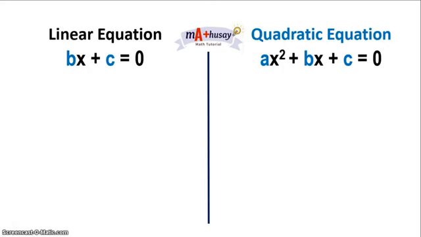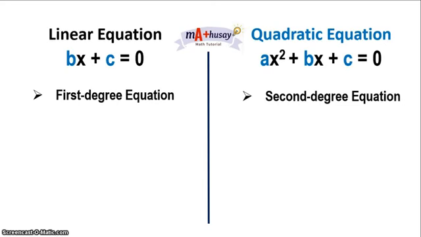Now, there are three things that you have to consider when differentiating linear equation from quadratic equation. One is the degree. Second is its solution or roots. And the third one is the graph. A linear equation is a first degree equation, meaning the exponent of the leading term is 1. On the other hand, for a quadratic equation, the highest exponent is 2.